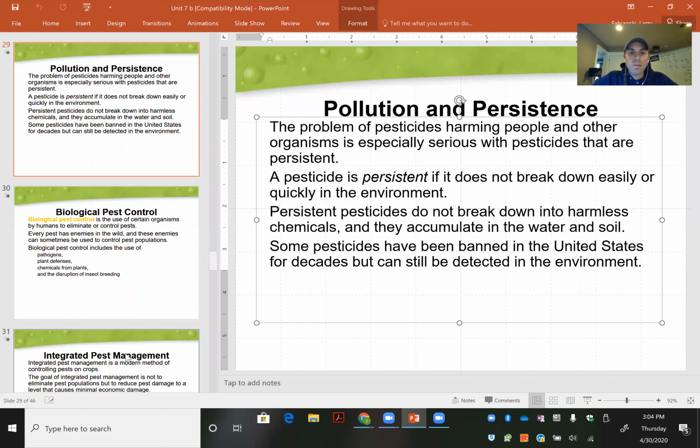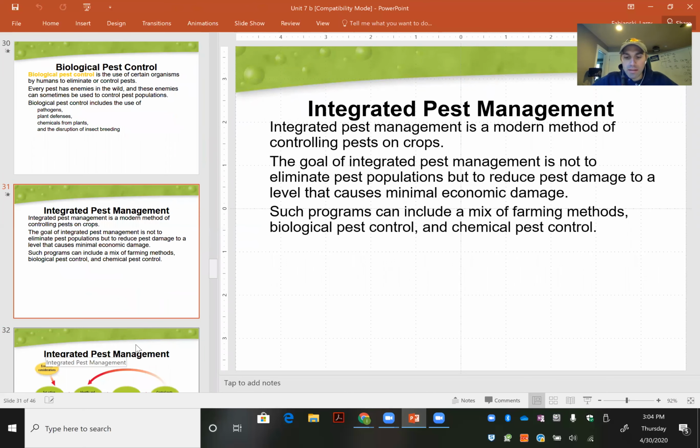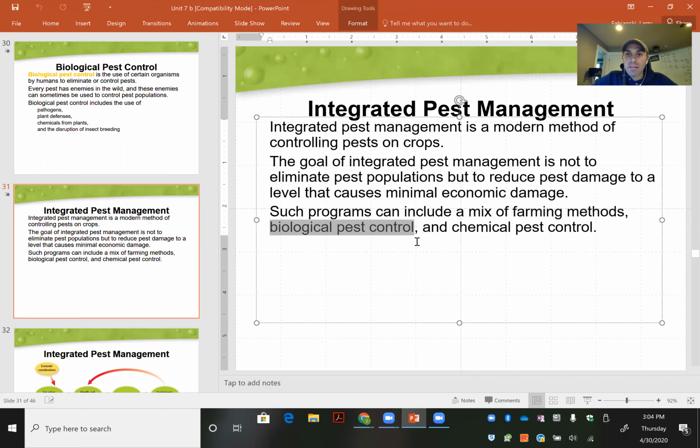All right, integrated pest management. Number 12, what is integrated pest management, or IPM? Integrated pest management is a modern method of controlling pests. And what it does is it combines farming methods, biological pest control, and chemical pest control in order to take out pests.